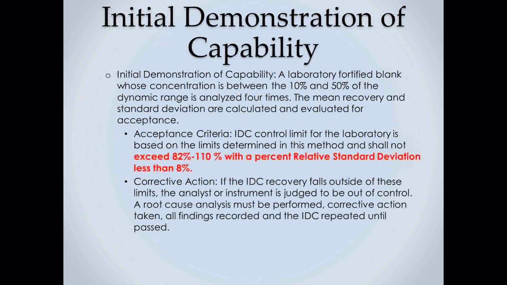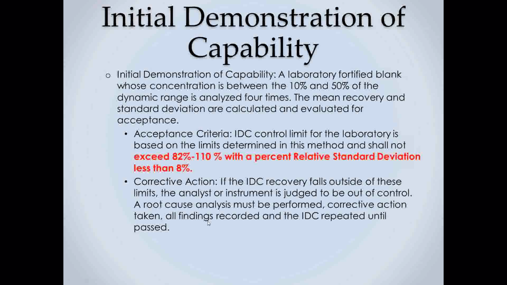And we say down here, and this is what we've done in multiple points in this method for each of these types of QC, and it's specifically meeting those points in 136.7. It says if the IDC recovery falls outside these limits, the analyst or instrument is judged to be out of control. Bingo, right there. If it's outside of this, the analysis is out of control. A root cause analysis must be performed, corrective action taken, all findings recorded, and the IDC repeated until passed.